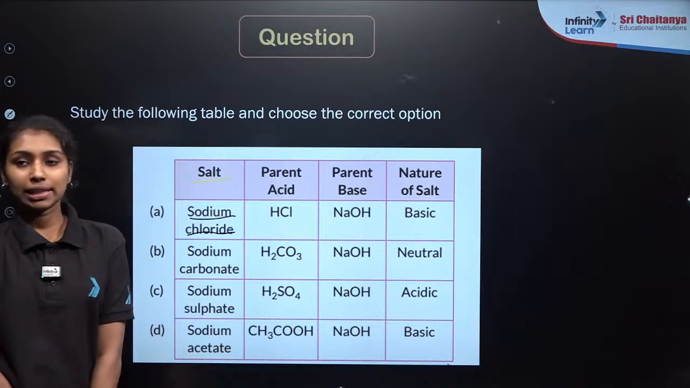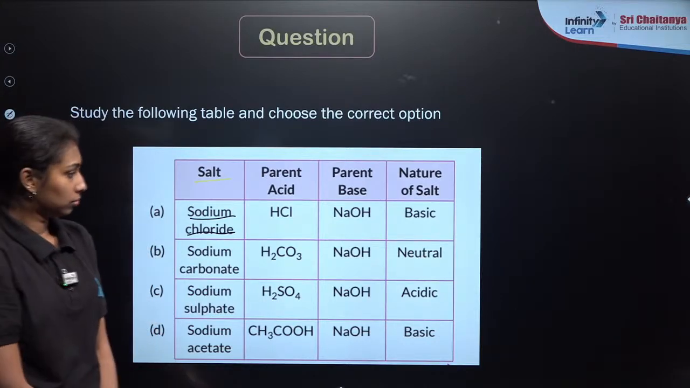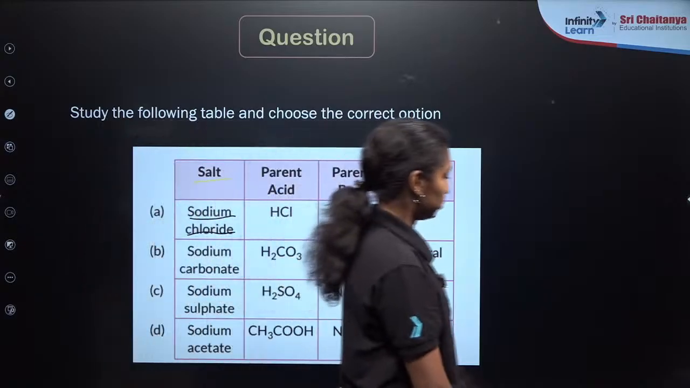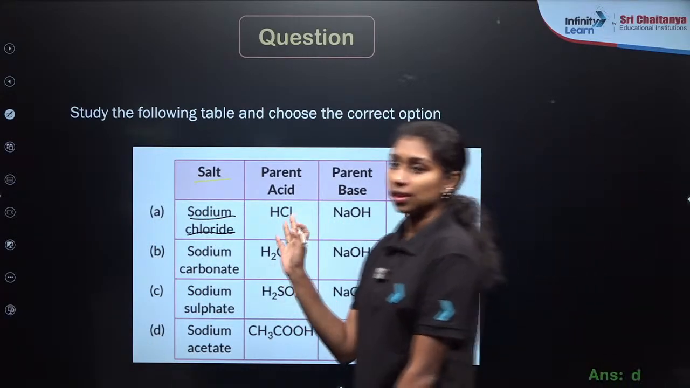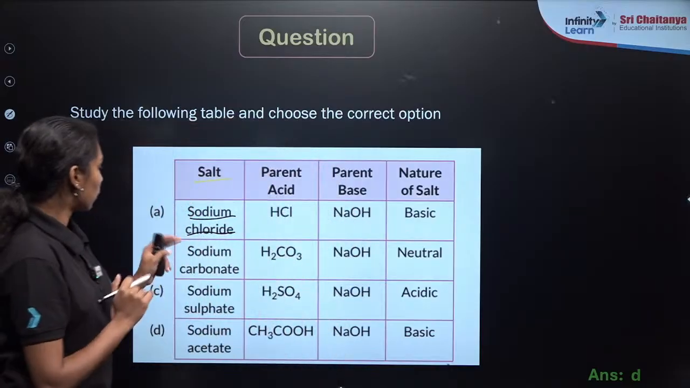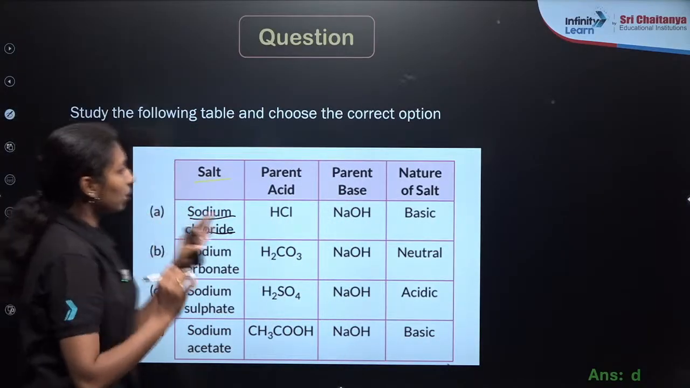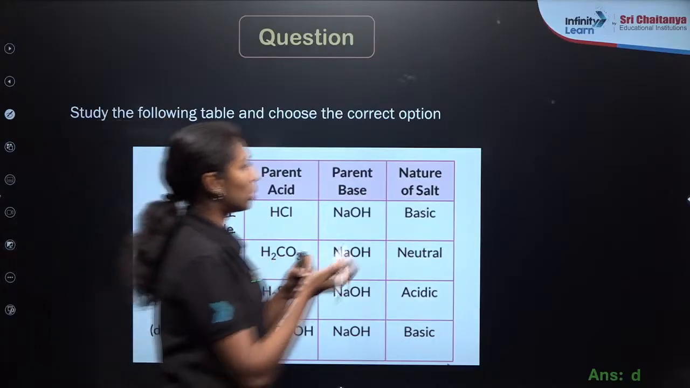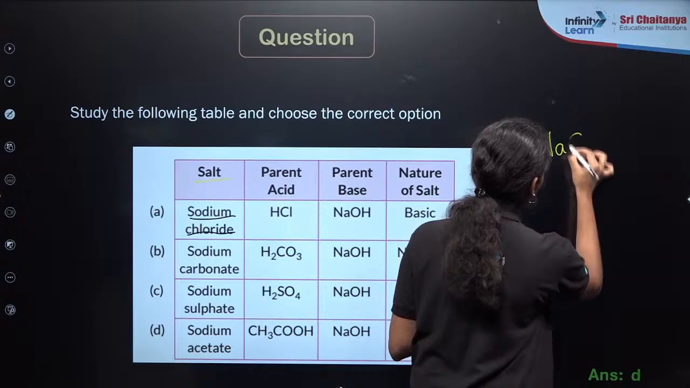Okay, which one will be the correct answer here? Option D will be the correct option here. Let us check with the first case, sodium chloride. There is a simple trick to find out the parent acid and parent base if you are given the corresponding salt.